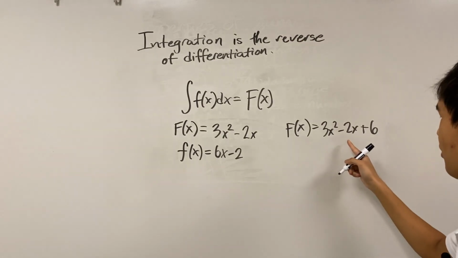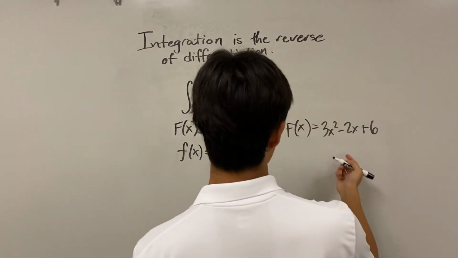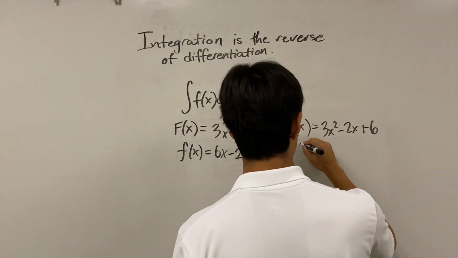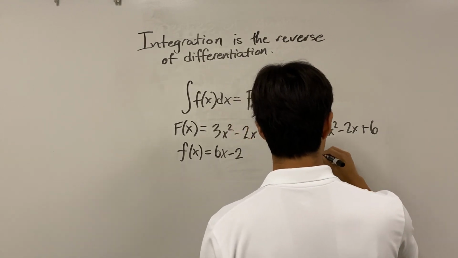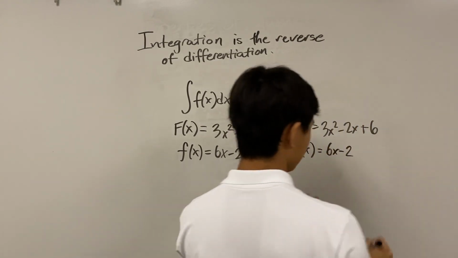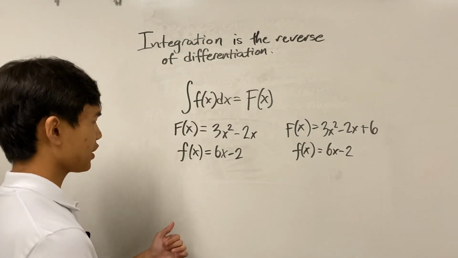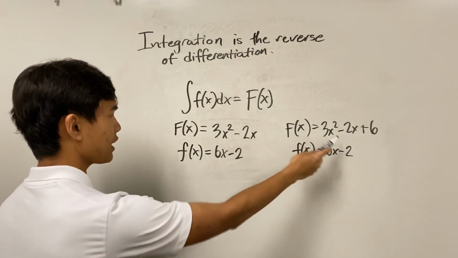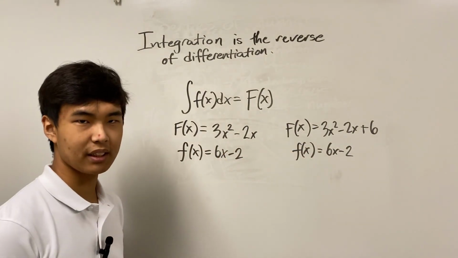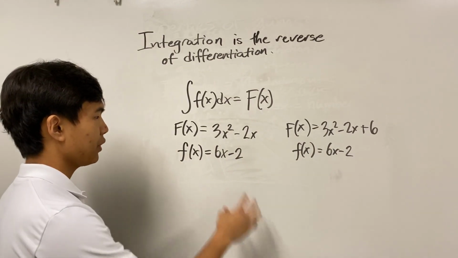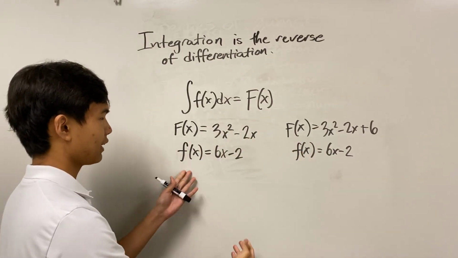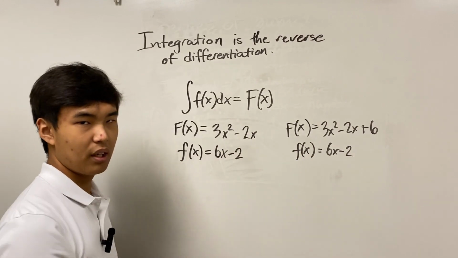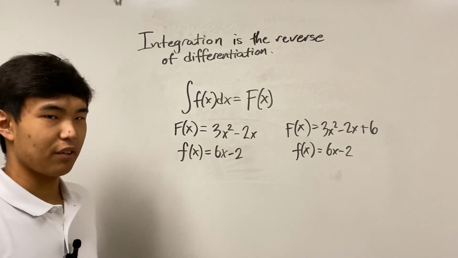If I take the derivative of this, it should get me f of x, which it does. But notice, there's two possibilities of what big F of x could be, but they both differentiate down to the same original function. So how do we account for this?